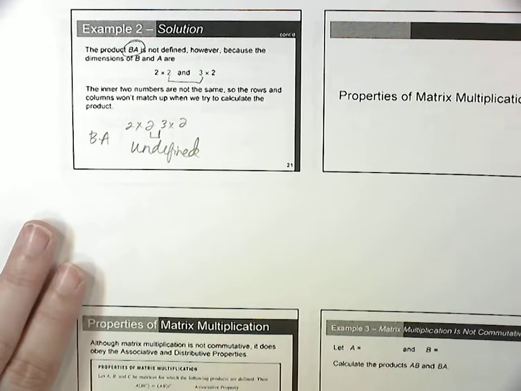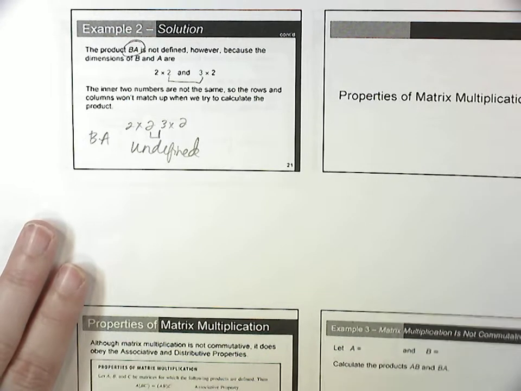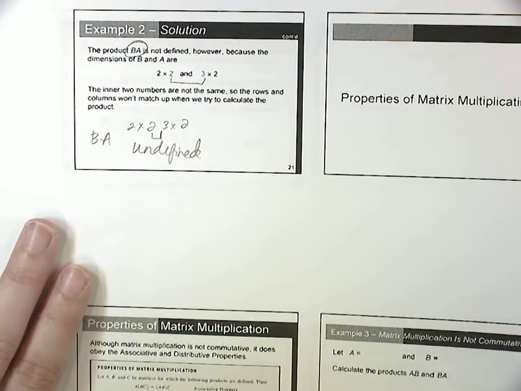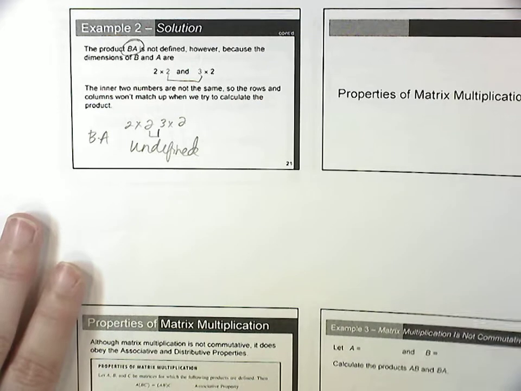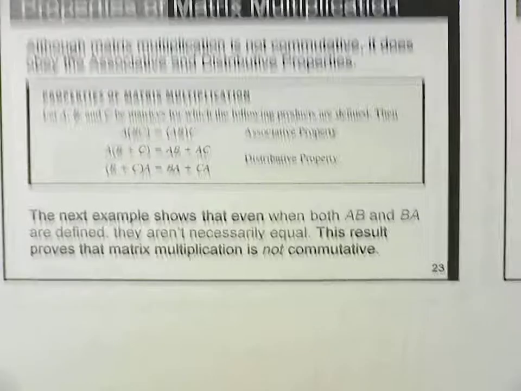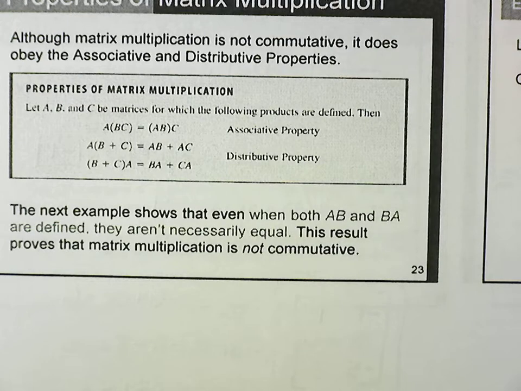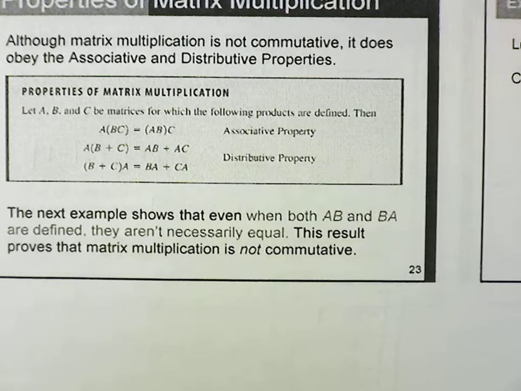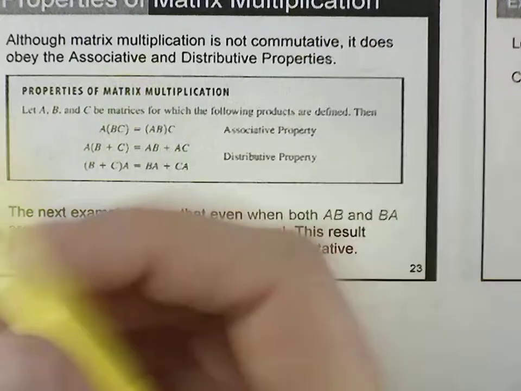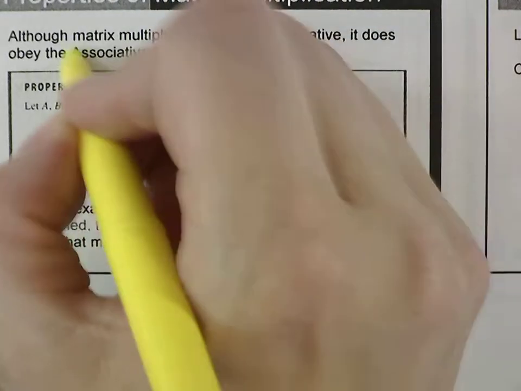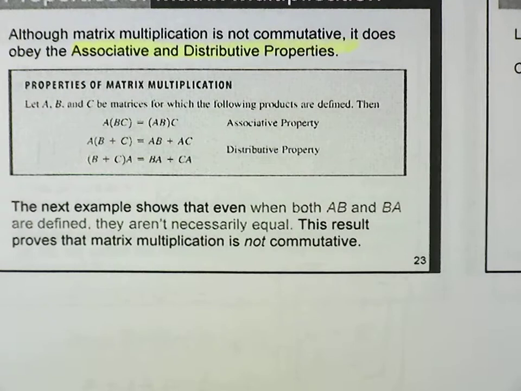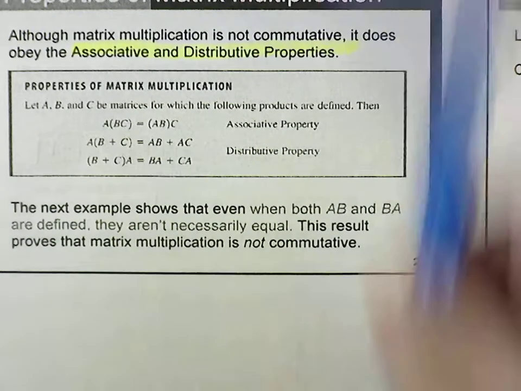And we talked about properties yesterday with the addition and the scalar multiplication. And I told you the reason why we were talking about those is because they're not always going to hold up for every operation. And that operation is going to be matrix multiplication here. So matrix multiplication is not commutative. It does obey the associative and distributive properties, but it's not commutative.